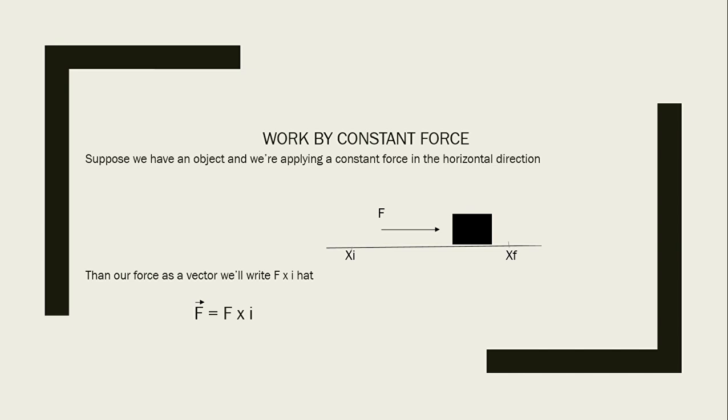The first, work by constant force. Suppose we have an object and we are applying a constant force in the horizontal direction. We would now like to introduce the concept of work. Suppose our force starts at a point x initial and goes to a position x final, and we'll call this the i hat direction. Then our force as a vector we will write as F_x i hat, like this.